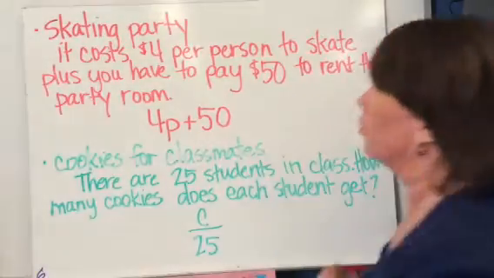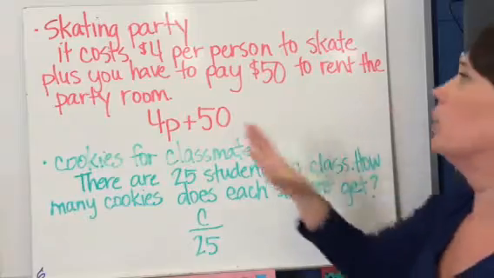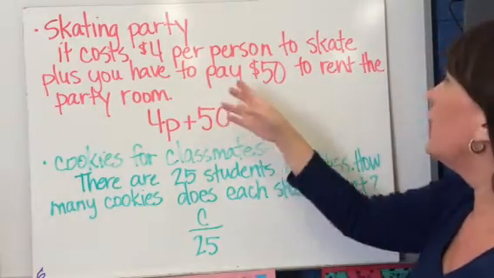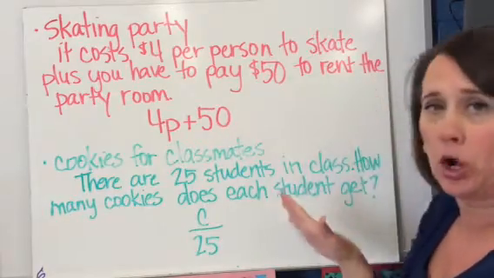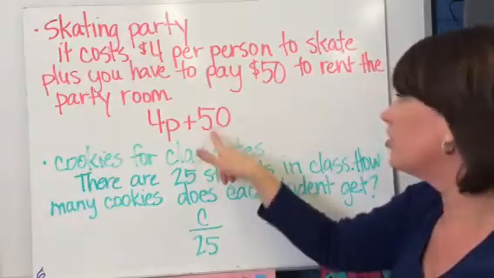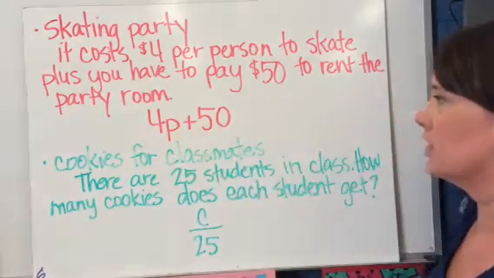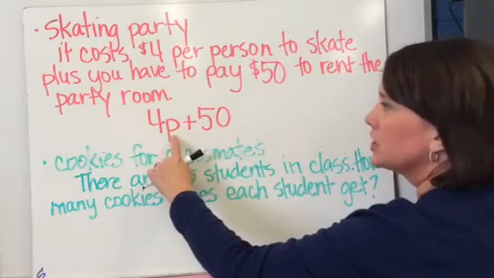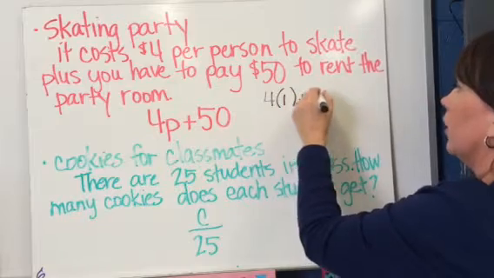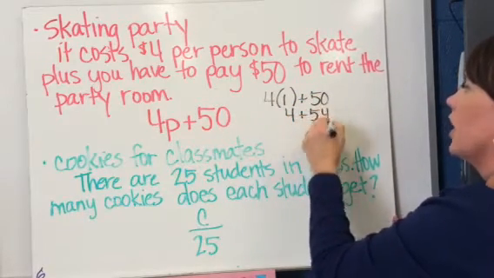Here's one that requires more than one operation. Let's say you're having a skating party. And here's the deal. It costs $4 per person to skate, but then you have to pay $50 to rent the party room. So even if you go in there and nobody skates, it still costs you $50. And then $4 for every person that skates. So if one person skates, that would be 4 times 1 plus $50. And that would be a total of $54 for the skate party.